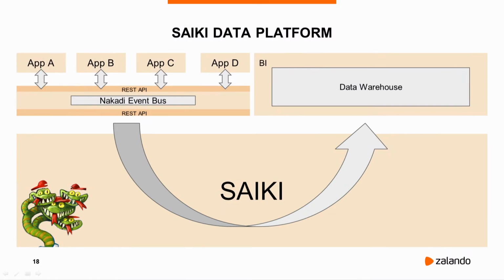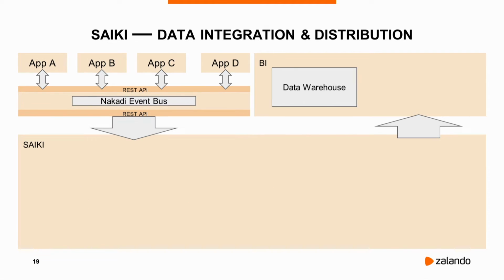The answer for that is SAIKI, which is our team inside Zalando. And we are in charge of taking all the data from this RESTful API, from this Nakadi event bus, and delivering it to our data warehouse. So how do we do that? We have a bunch of technologies and a bunch of applications to do that for us. The first thing is that we have our own Kafka bus inside our own account in Amazon. We extract the data from Nakadi and we put it in our own Kafka bus, in our own Kafka queue.